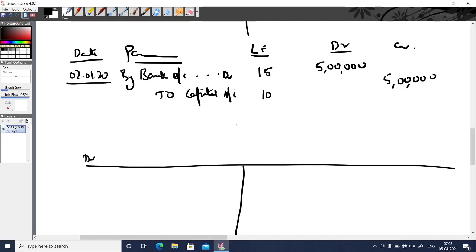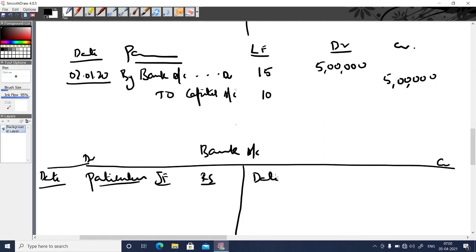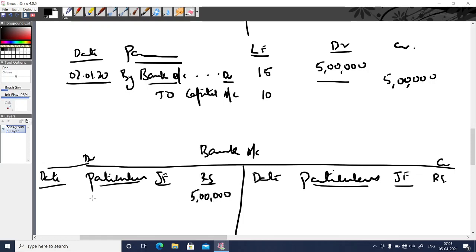Debit side, credit side, bank account. I'll start here: date, particulars, JF number, rupees, date, particulars, JF number, rupees. So now how do I post this entry? This entry is telling us that we have to go to the bank account and on the debit side we have to write 5 lakhs. So I'll write on the debit side 5 lakhs, and we should write here "to capital".